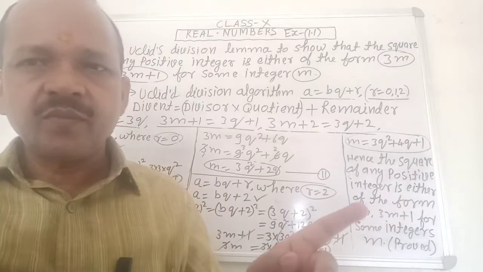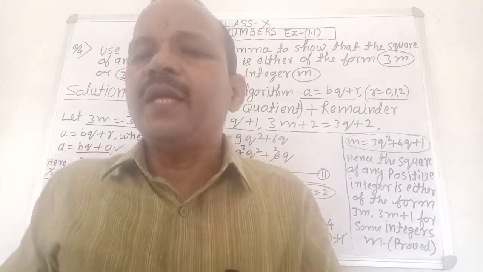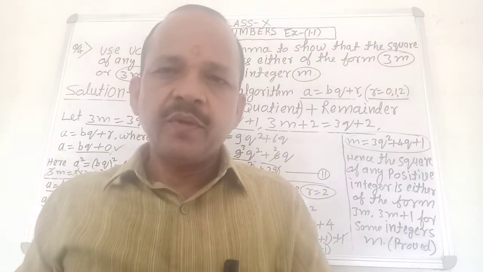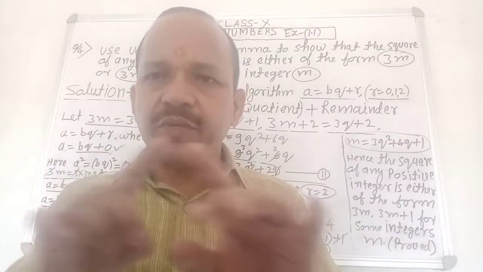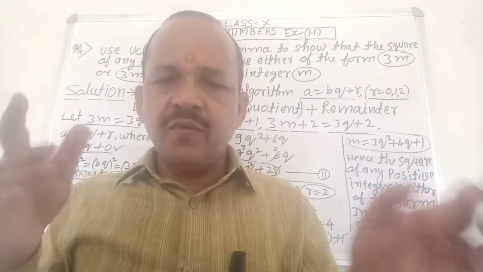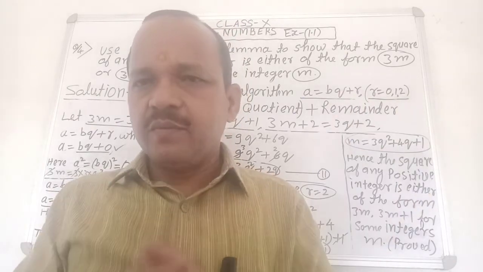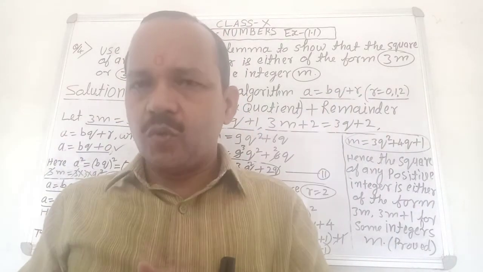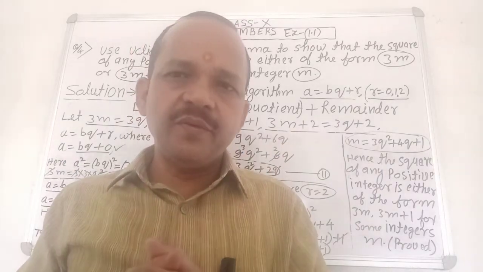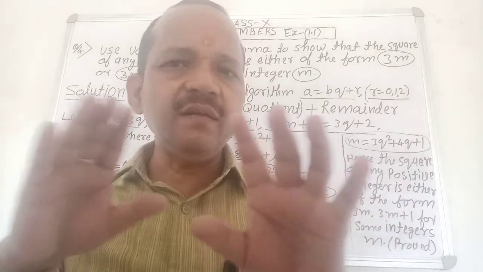Clear? You find the value of m in question 4 with the help of Euclid's division lemma. No confusion? In this way you can solve any question, any values, with the help of Euclid's division algorithm or Euclid's division lemma.